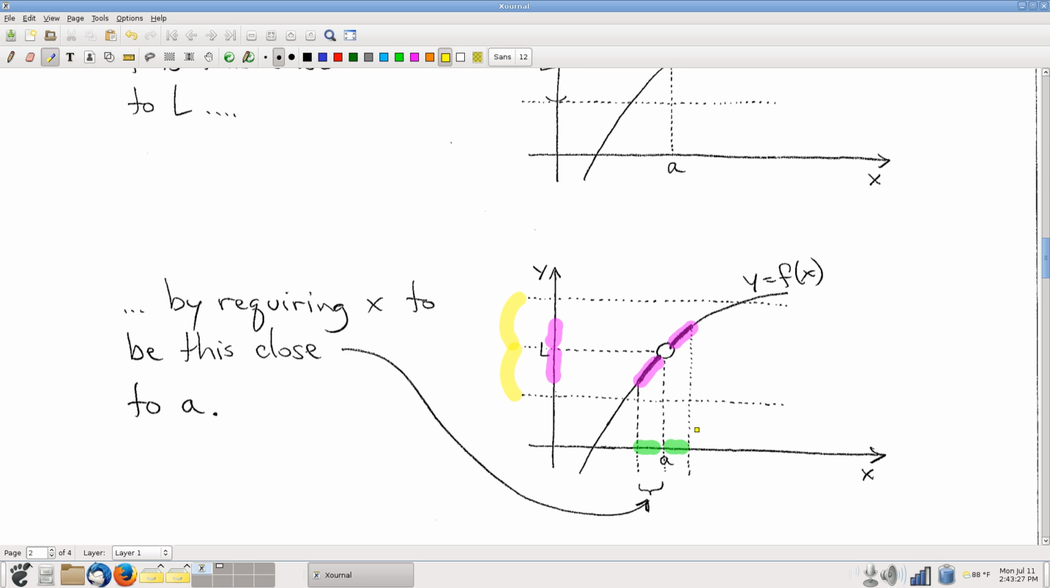So by requiring that x be sufficiently close to A, we are ensuring that f of x is as close as was required to L.